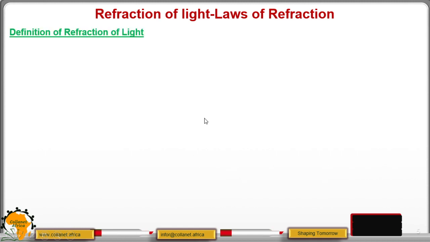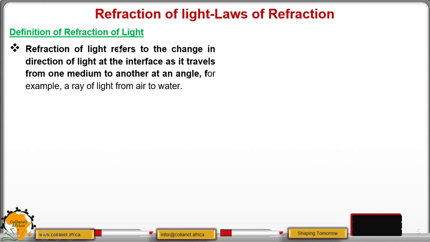Then from there, we can move to the definition of refraction of light. Now, having looked at those examples, we can define refraction of light as the change in direction of light at the interface as it travels from one medium to another at an angle. For example, a ray of light from air to water. Remember, when we talk of change in direction, it is the same as saying bending of light. Therefore, refraction of light is the change or bending of light at the interface as it travels from one medium to another.